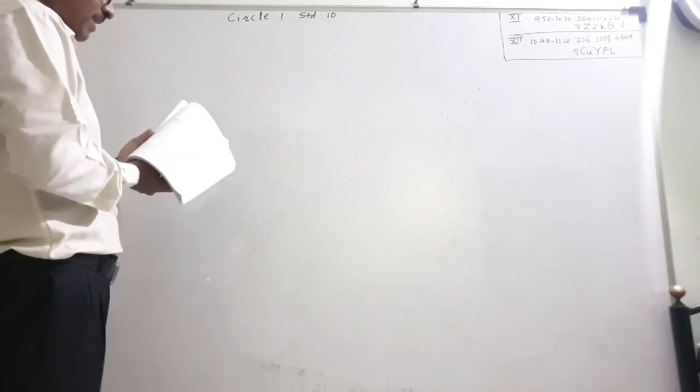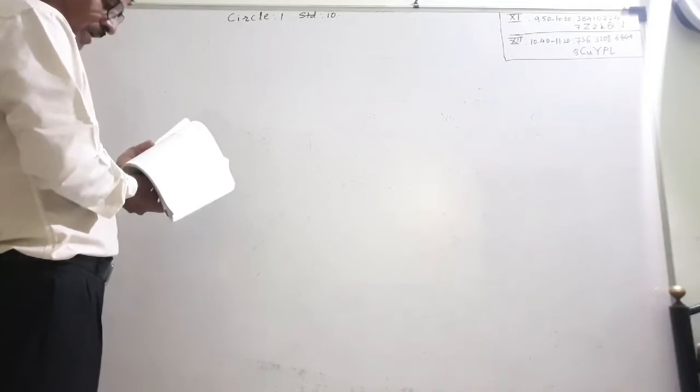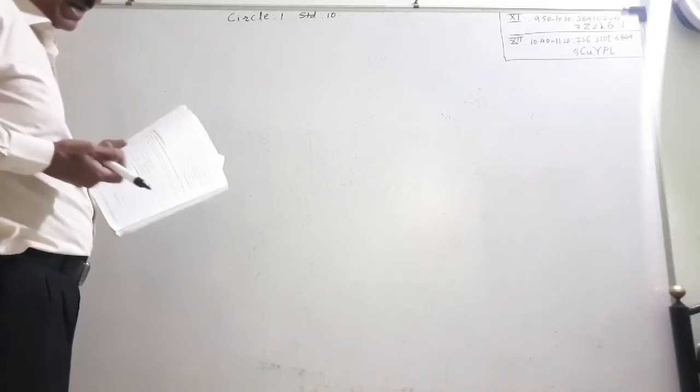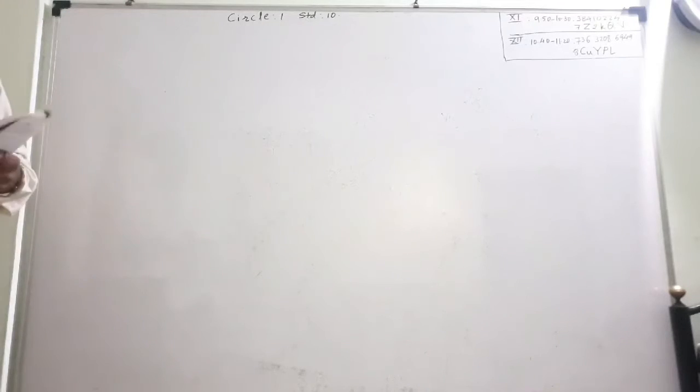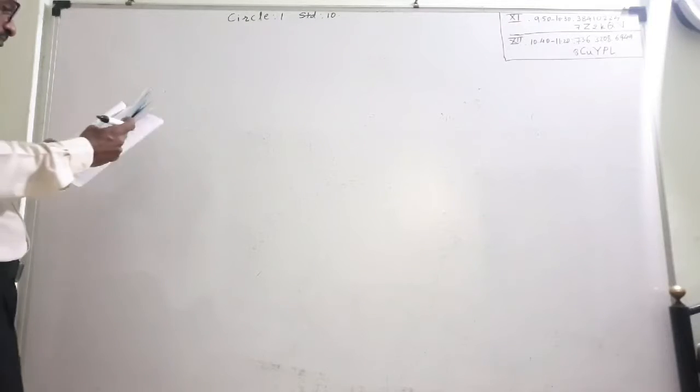So, tangent segment theorem, page number 53, with the circle we are starting. First of all, the theorems we will complete, some important solved sums we will do, and then we will go for the exercises.